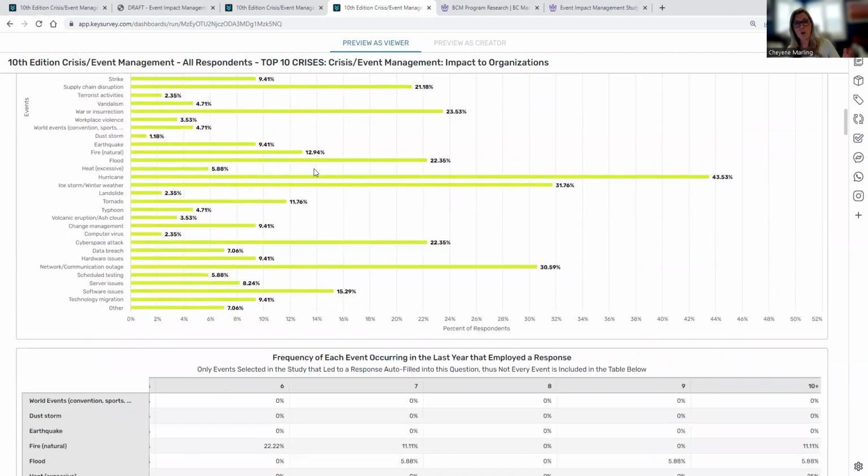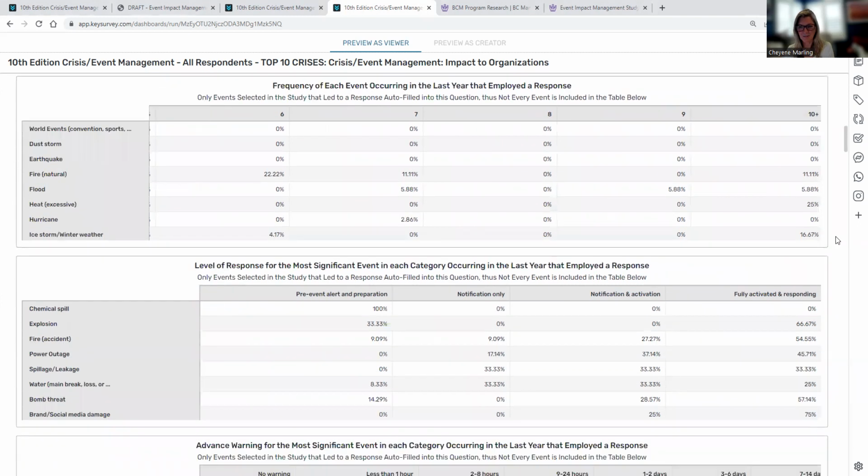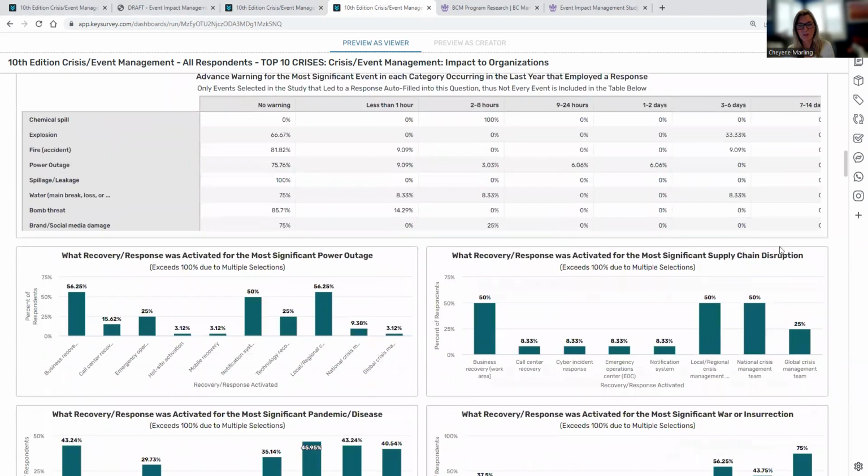So even though all of these events pre-populated into the follow-up questions, it's really important that as you look at each data chart or table, keep in mind, focus on the top 10 events, because I unfortunately can't remove all the events from the table or the charts. But when you see these follow-up questions, and what was the recovery response that was activated for each of these different events, we only focus on those top 10 events that I noted above.